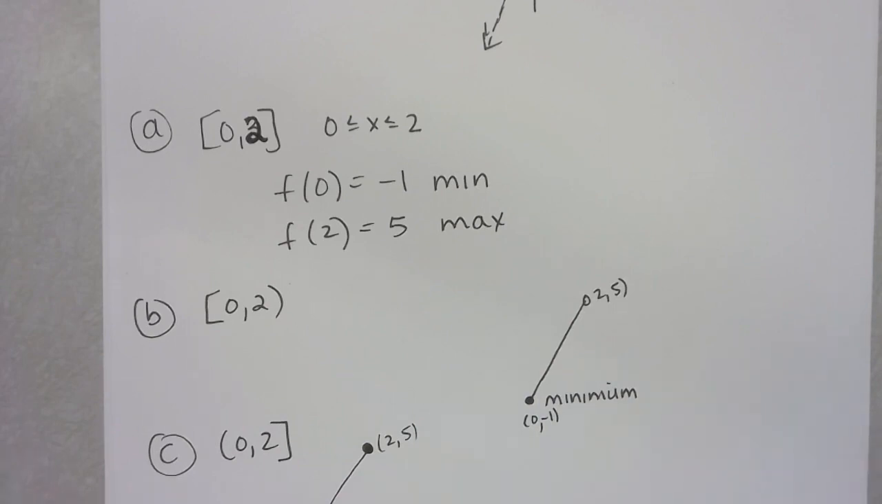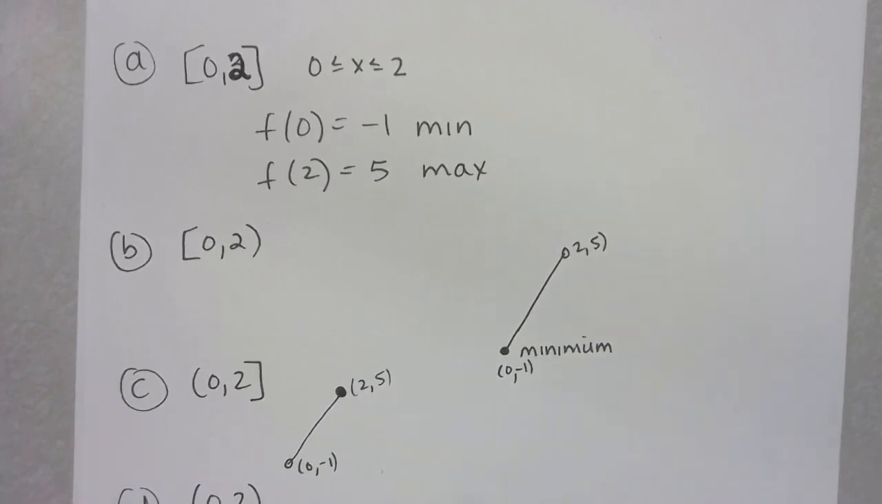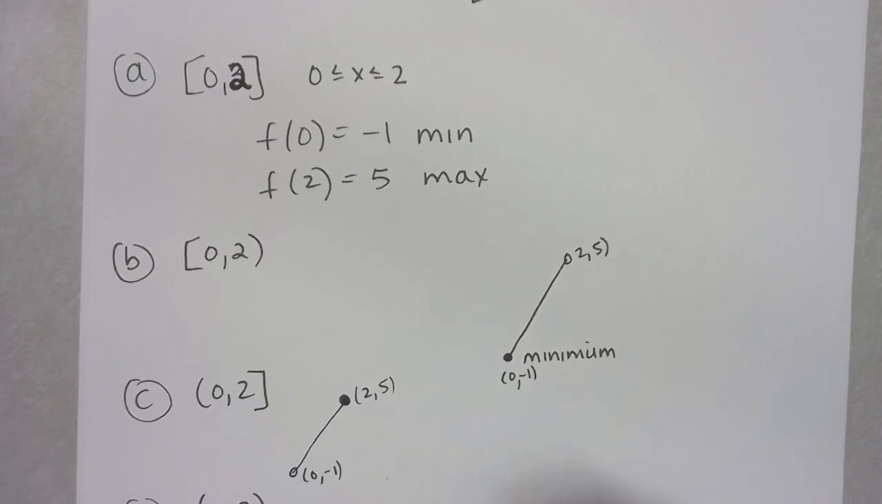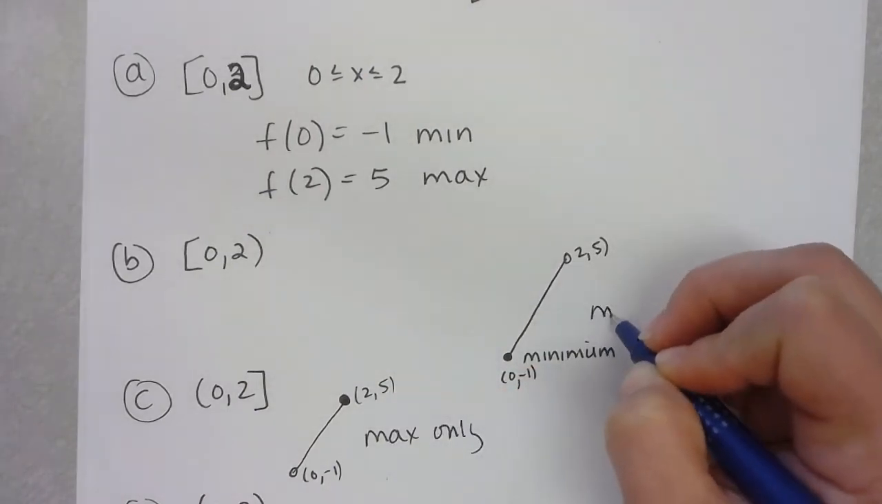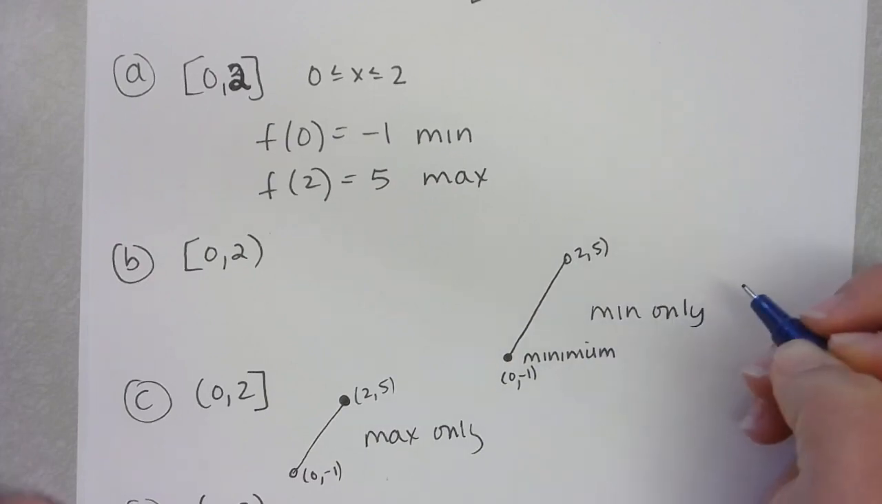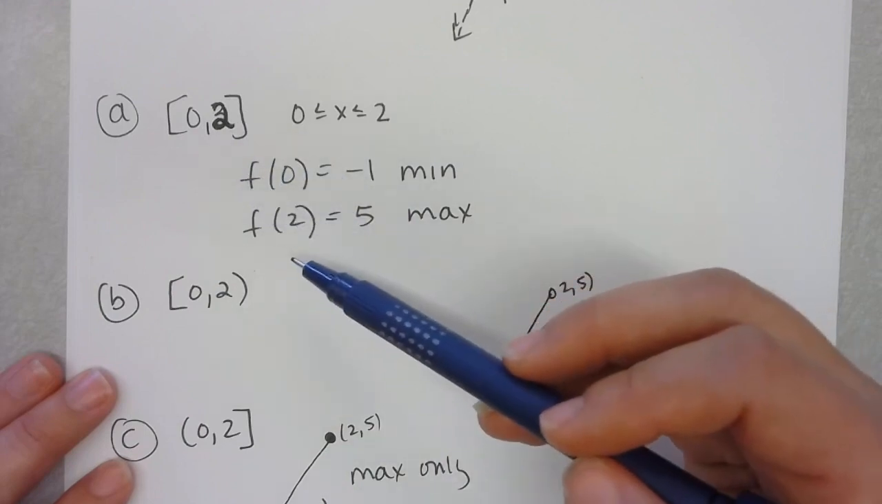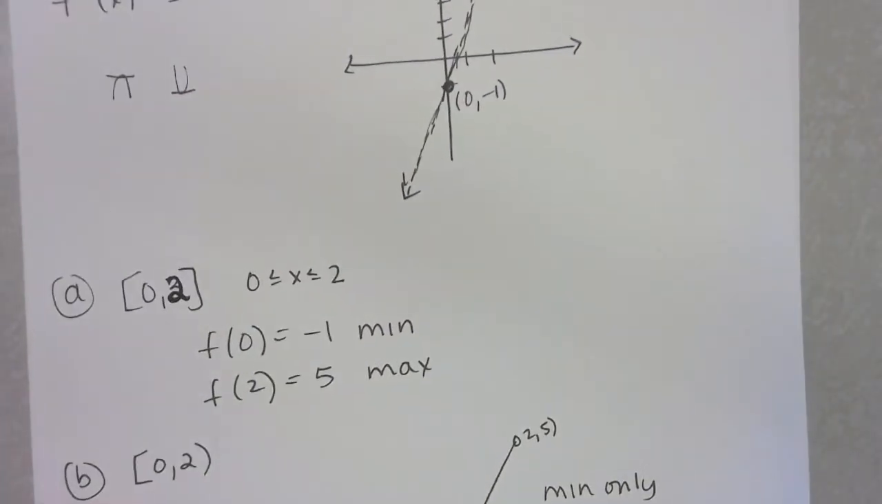And then lastly, in my last interval, both my 0 and my 2 are not included. So I have a picture where my maximum would occur up here and my minimum down here, but neither of those endpoints are included. So this one has neither. This one has a max only, and this one has a min only. I'm just re-emphasizing that I'm only guaranteed a minimum and a maximum in an interval if it includes both of the endpoints, if it's closed.